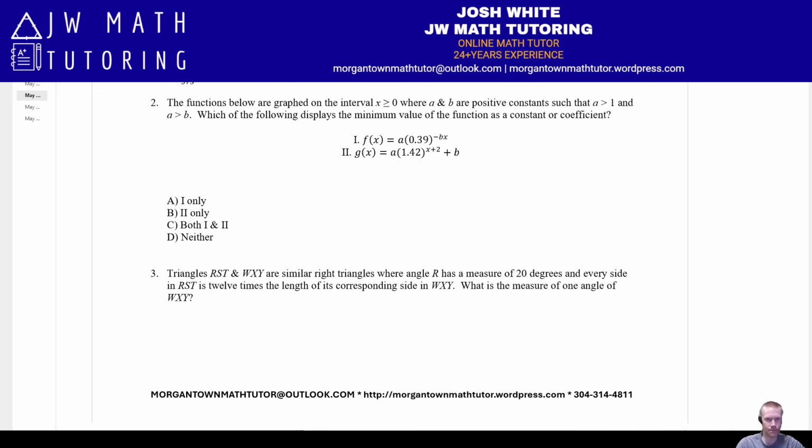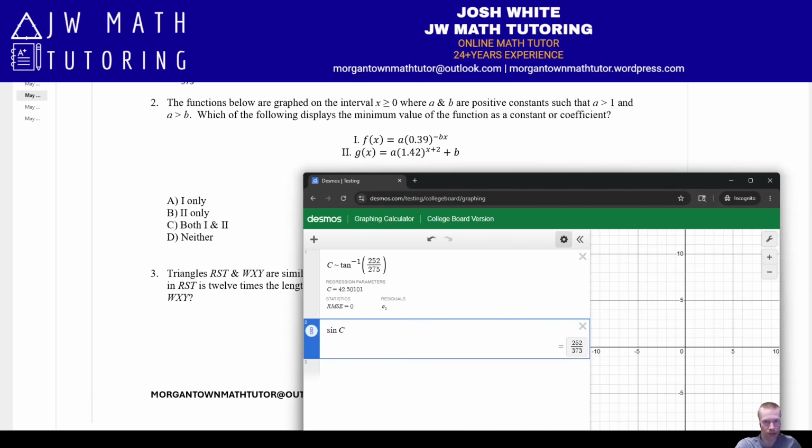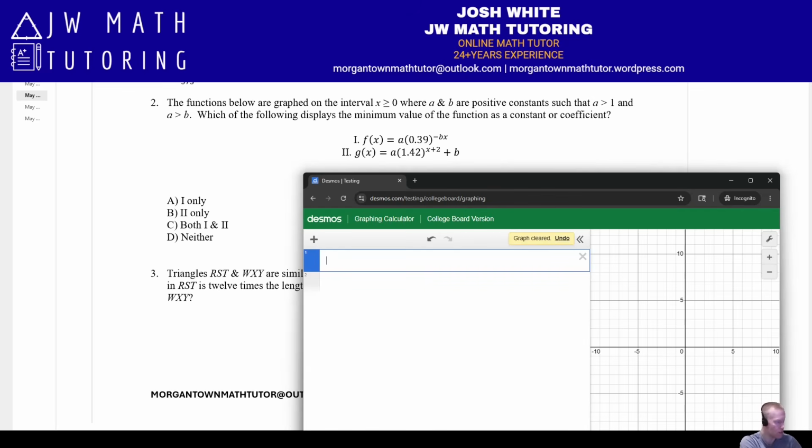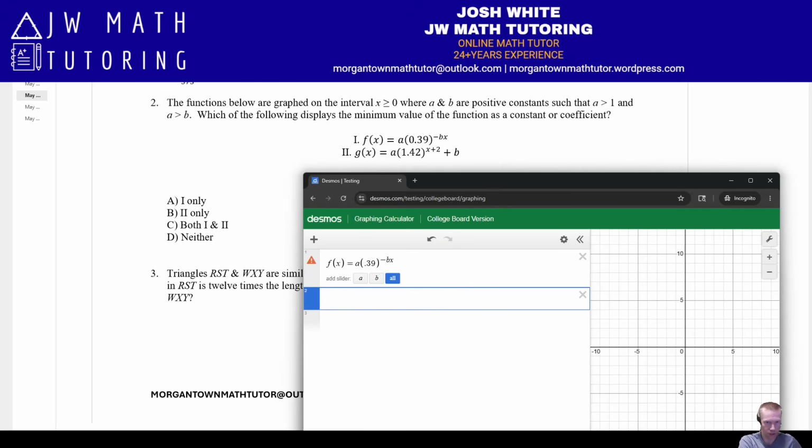Now, oh, they're also both positive, but I guess b is not necessarily greater than 1 in any case. It wants to know which of the following displays the min value of this function as a constant or coefficient. Okay, so the easiest way to do this is essentially just to go to Desmos and graph them out and add values in and see, do we see the min value from the graph anywhere in the function.